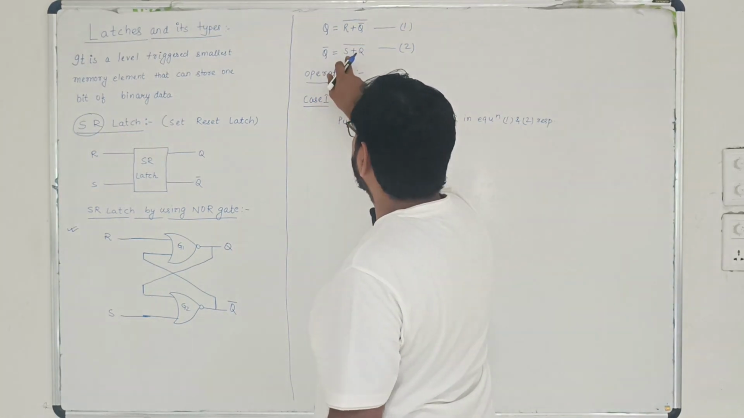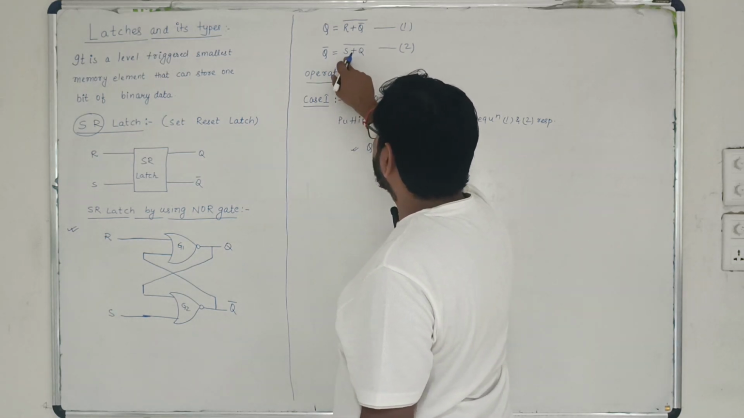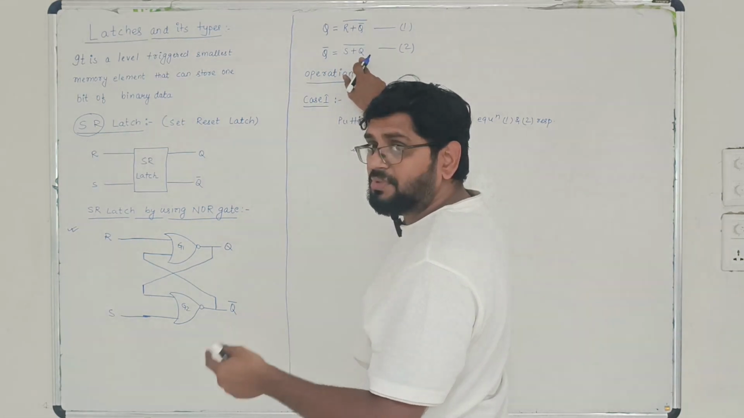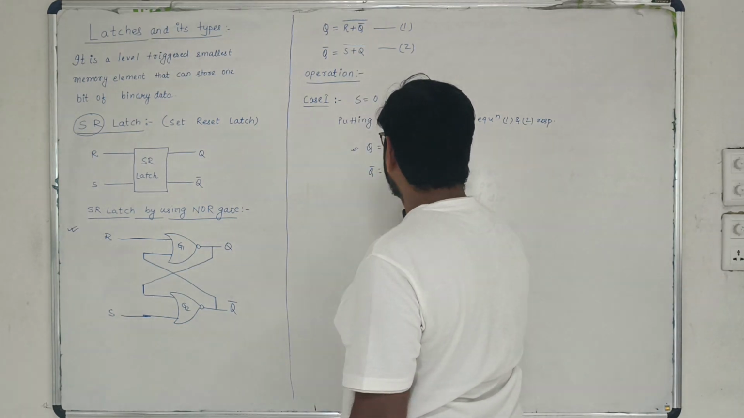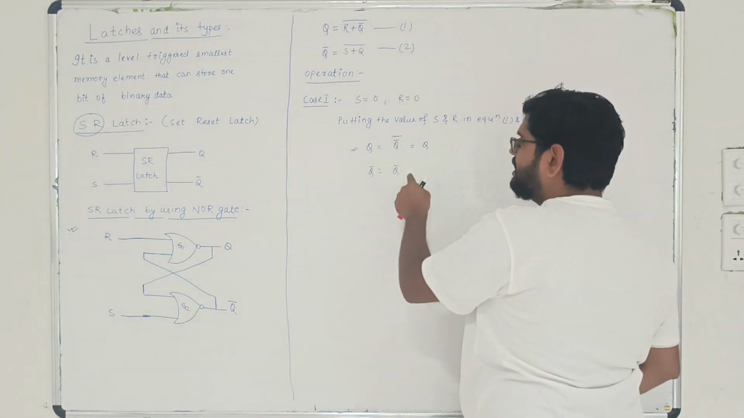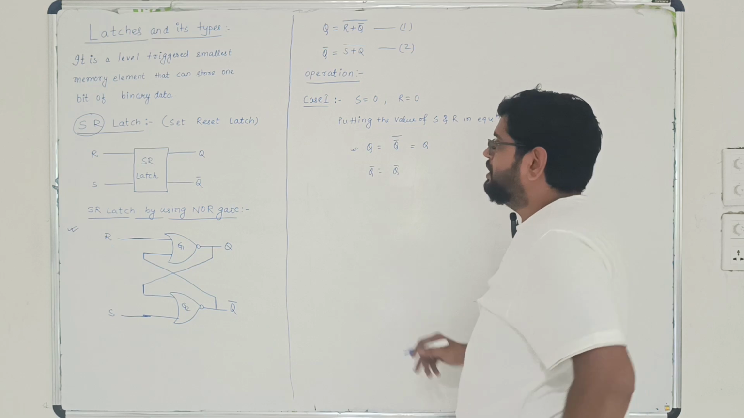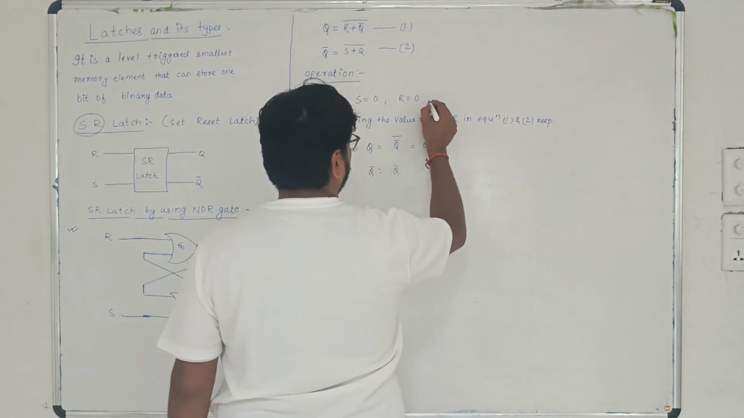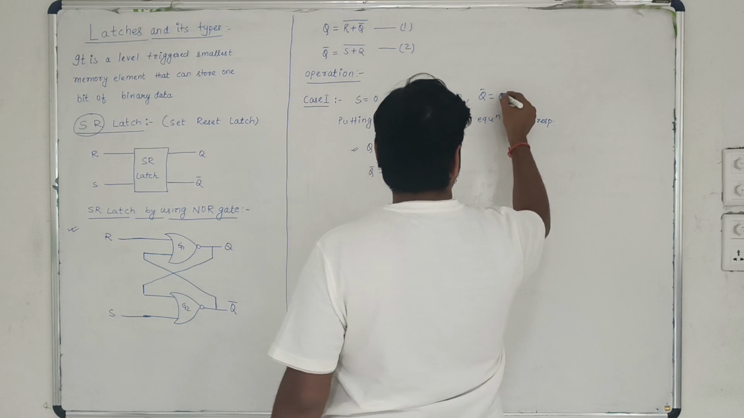Similarly, if I put S equals to 0 in this one, 0 plus Q is nothing but Q. So Q bar will once again come as Q bar if I am putting S equals to 0 in this expression. So we are getting the same value of Q and Q bar. So we can say that we will be getting Q equals to Q and Q bar equals to Q bar.